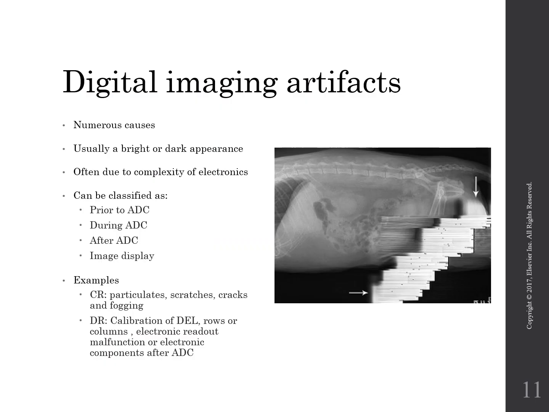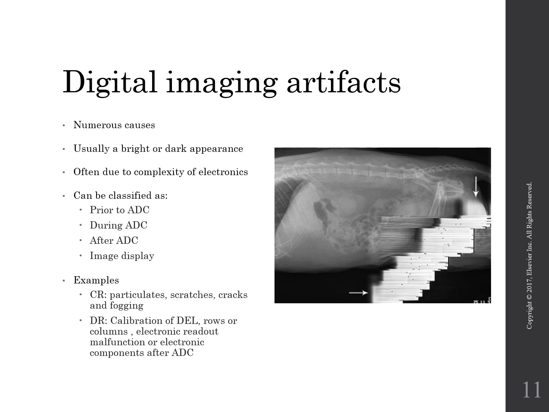Now, like any other imaging, digital imaging is subject to artifacts, so there can be a number of different causes. Some of those are going to be under our control. A lot of them will be out of our hands. They'll be so deep into the system that it's going to take somebody working on the internal components of a cassette or the internal components of the workstation and image processor to get these resolved. But we need to know which ones we can control, which ones we can't, and be able to identify which one's which.